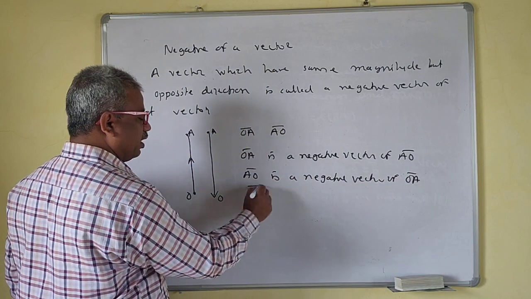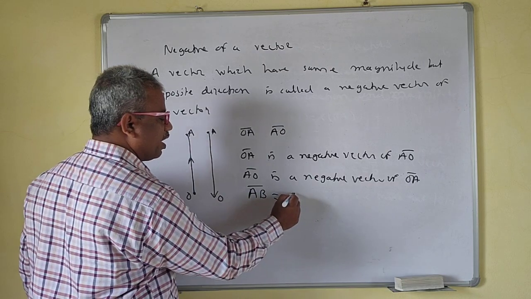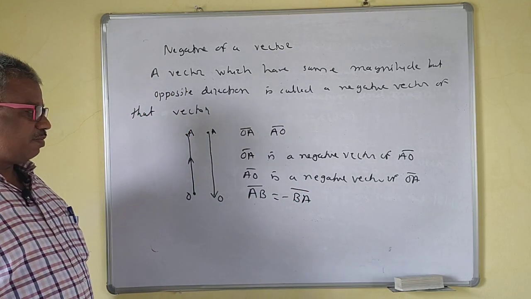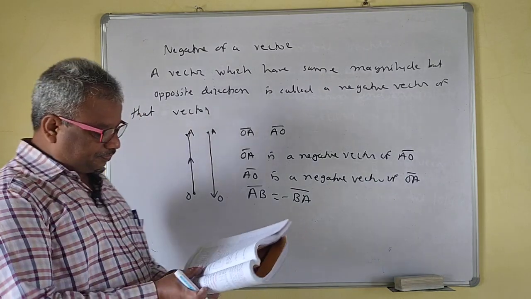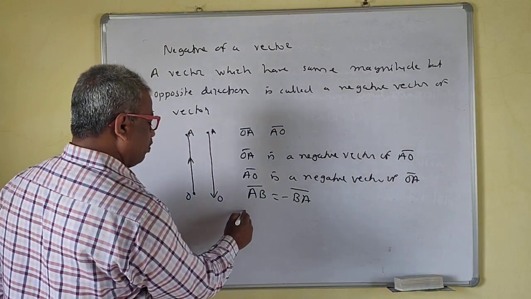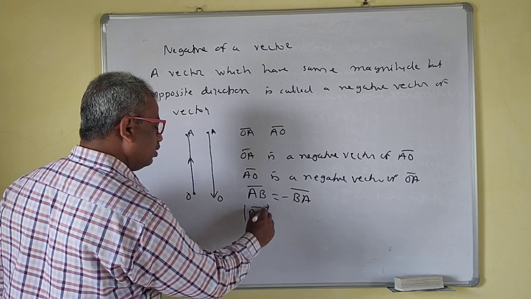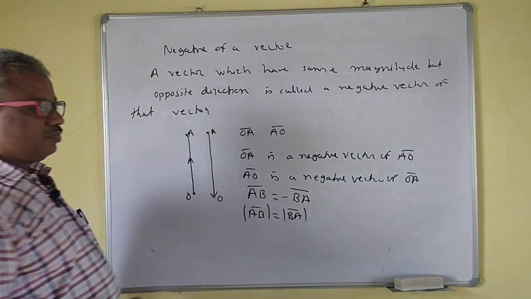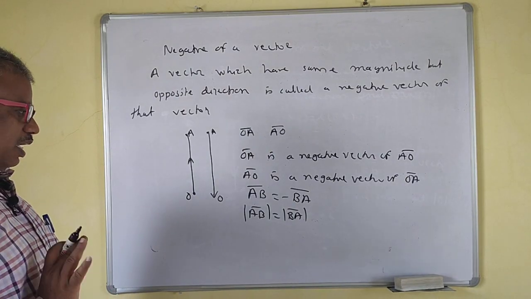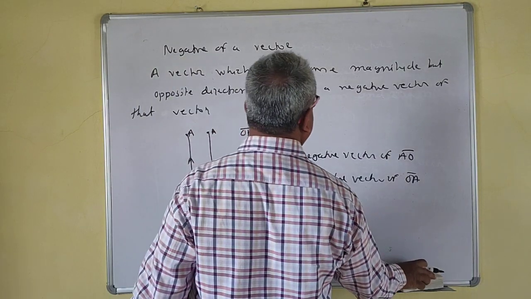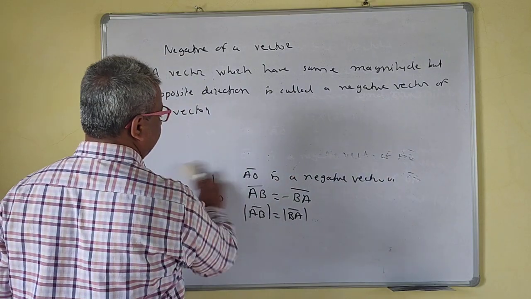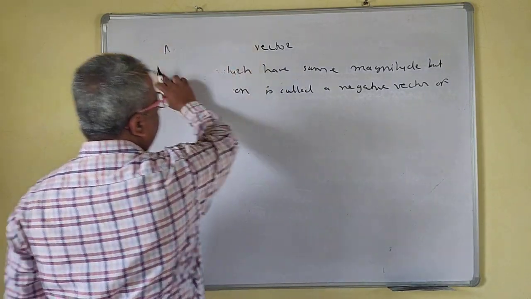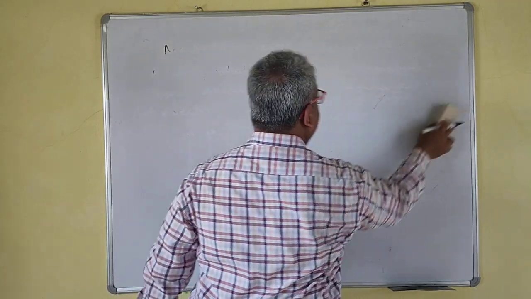Suppose AB bar is given, then this is same as minus BA bar, right? So AB bar is same as minus BA bar. The magnitude of AB bar is same as magnitude of BA bar. Note that they have the same magnitude, but the direction is opposite. Therefore, they are negatives of each other. AB bar is a negative of BA bar, and BA bar is negative of AB bar.